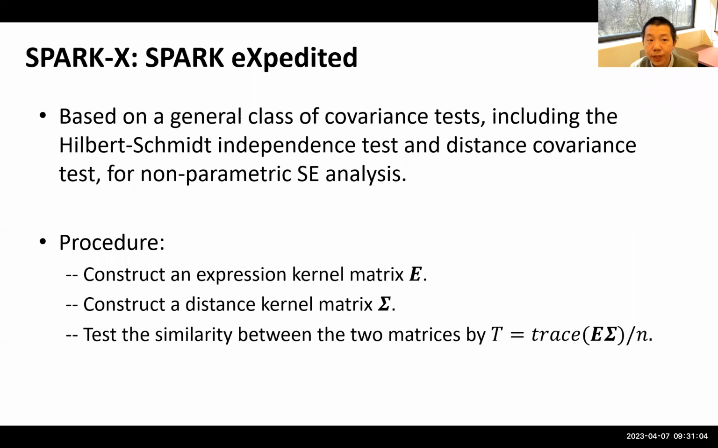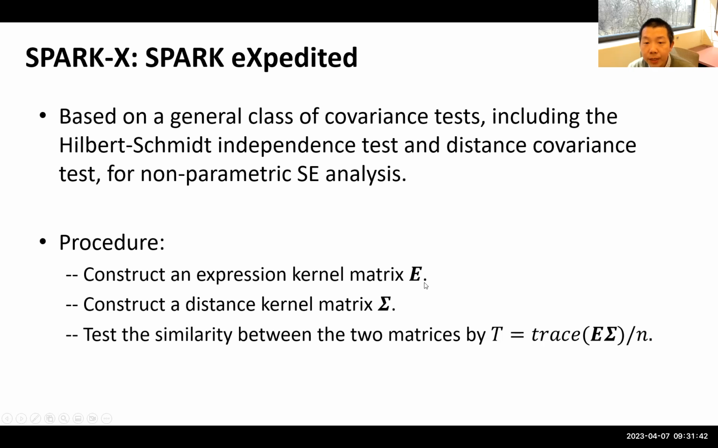Motivated by this, we decided to develop an extended version of SPARK, which we call SPARK-X, for SPARK eXpedited. It actually uses a completely different framework to perform the hypothesis test, and SPARK-X is extremely scalable. SPARK-X is based on a general class of covariance tests for non-parametric spatial expression analysis. The main idea is this. We're still going to examine one gene at a time, and for each gene, we're going to create two kernel matrices. One is the expression kernel matrix E. The other is the distance kernel matrix sigma.